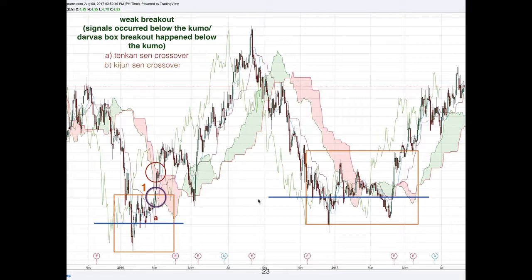here we find the Tenkan-sen crossover in A, the Kijun-sen crossover in B, and the Chikou-span crossover. Now, this resulted in a breakout nonetheless, but the strength of the breakout is in question because the Darvas box breakout happened as price was still below the kumo. So this means the price was still on a downtrend or still not officially on an uptrend when the breakout from the Darvas box happened.